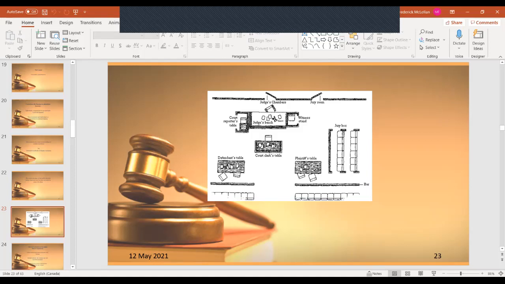You have 2 tables there. One says the plaintiff's table and one says the defendant's table. All right, and that's in a civil matter. If it was a criminal matter, instead of plaintiff, it would say Crown, the Crown prosecution's table, and the other table would still be the defendant's table.